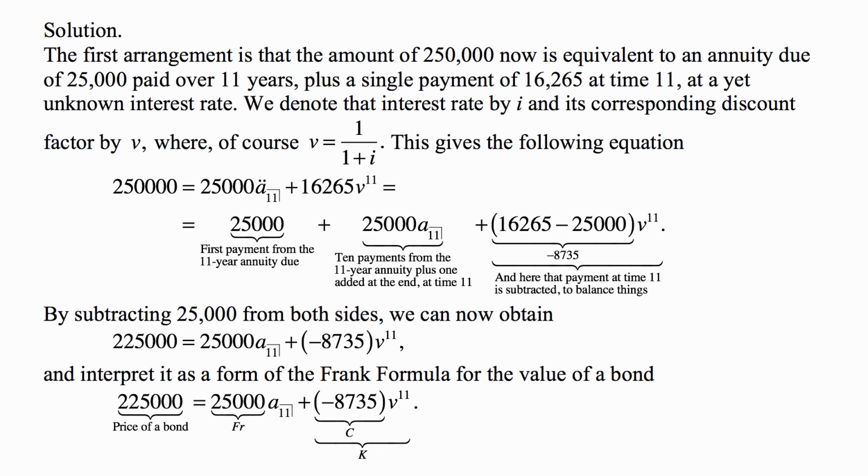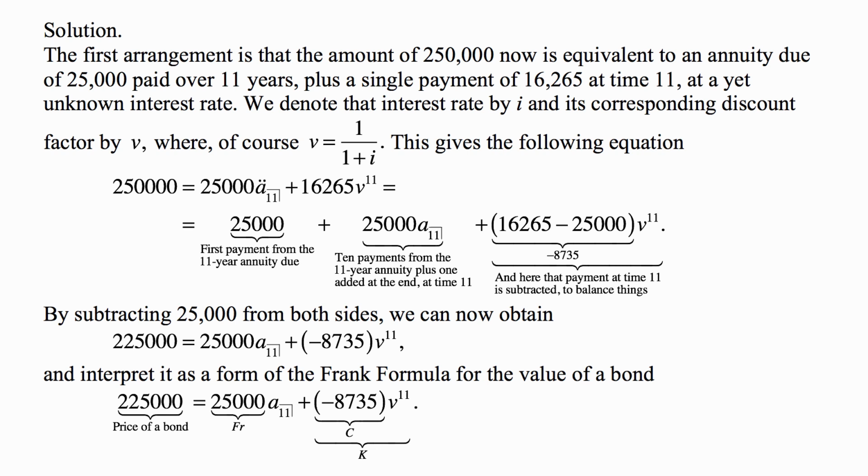And here's the solution. So this first arrangement is that the amount of $250,000 now is equivalent to an annuity due of $25,000 paid over 11 years plus a single payment of $16,265 at time 11 at a yet unknown interest rate. We denote that interest rate by i and its corresponding discount factor by v, where of course v is 1 over 1 plus i. Then we have this equation, which says that 250,000 is equal to 25,000 ä angle 11 at that unknown interest rate plus 16,265 times v to the 11th.